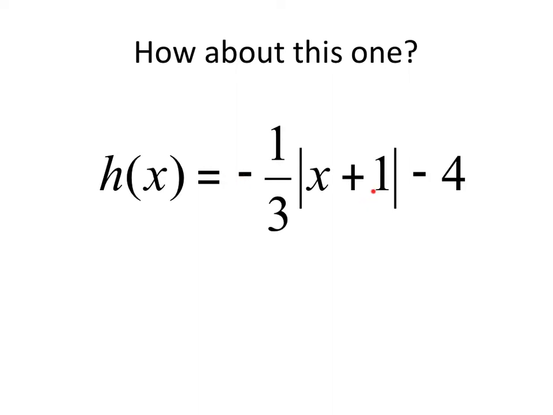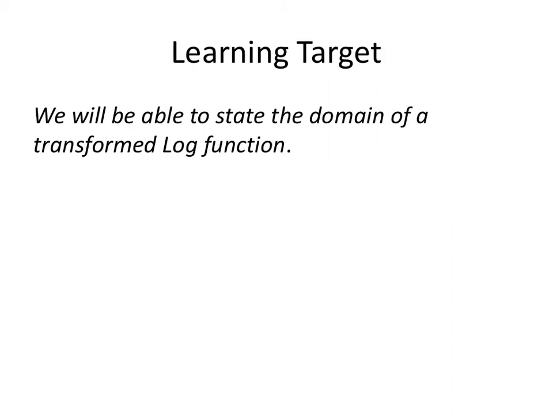The vertex is at -1, -4, and instead of going down 1 over 1, it's going down 1 over 3. So it's much wider than normal. Okay, so this applies to our new learning too with logs. So part of this is going to be able to find the domain and the vertical asymptote of a log function, and hopefully relate it back to exponentials too.